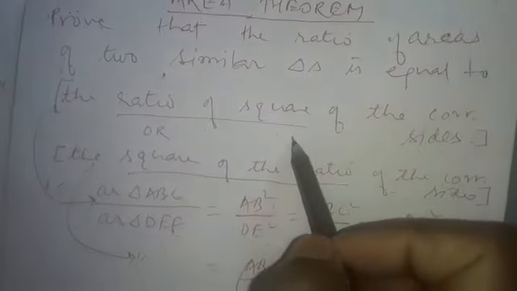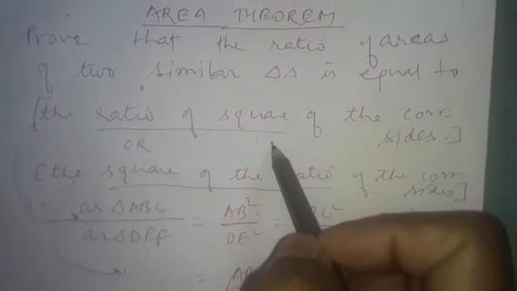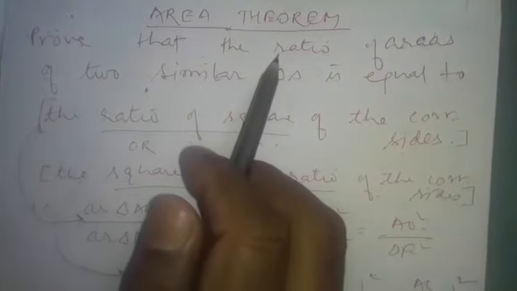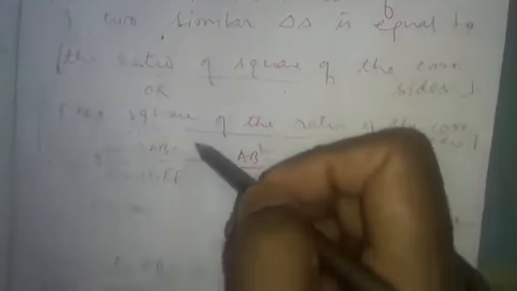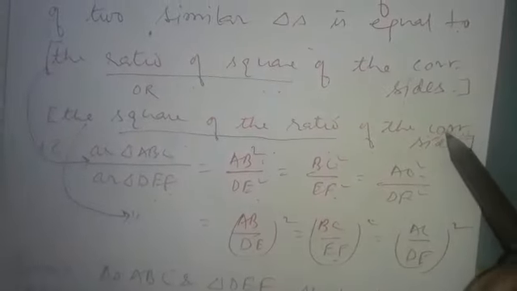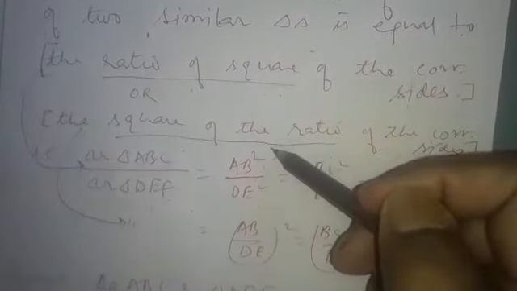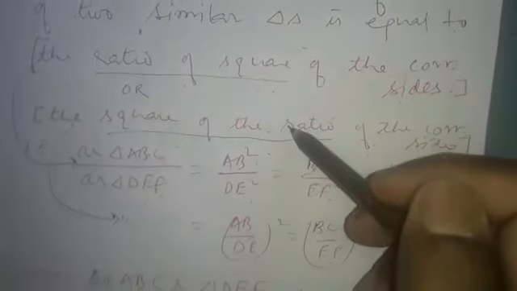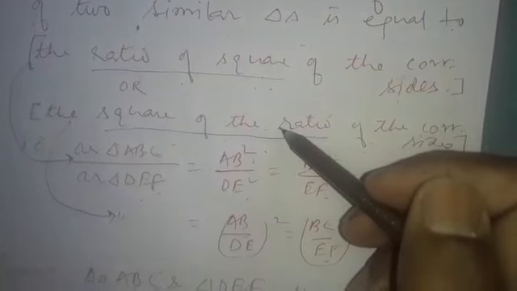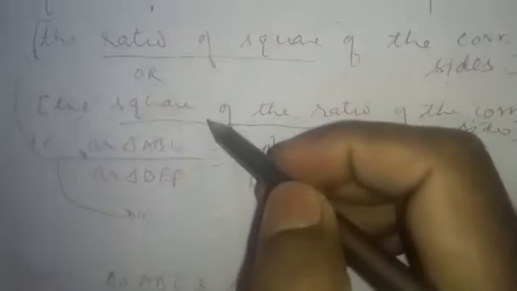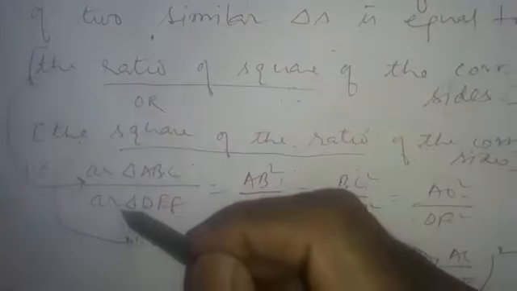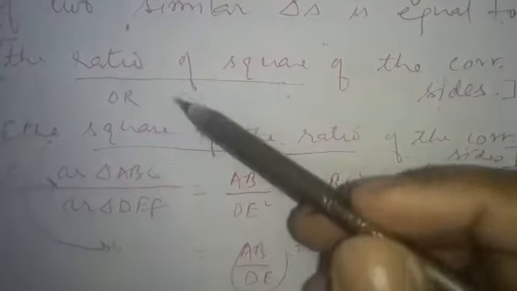The same theorem can be expressed in this way also: prove that the ratio of areas of two similar triangles is equal to the square of the ratio of the corresponding sides. Both are the same, only the language may be different. You can write either of the statements. If the question is asked, state and prove the area theorem of similar triangles, then you can write either of the statements.